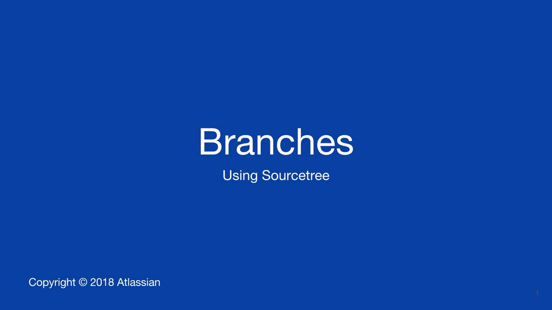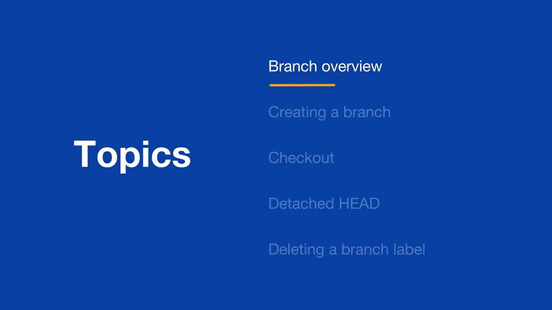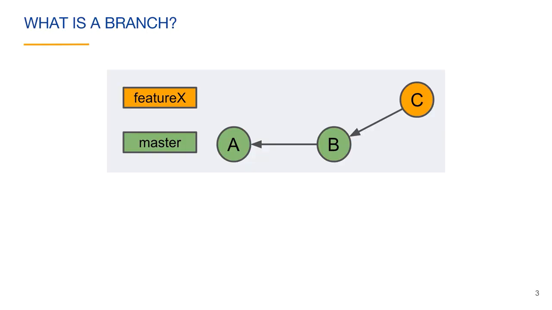This video discusses Git branches. We will start with an overview of branches. All commits of a project belong to a branch. By default, commits belong to the master branch.